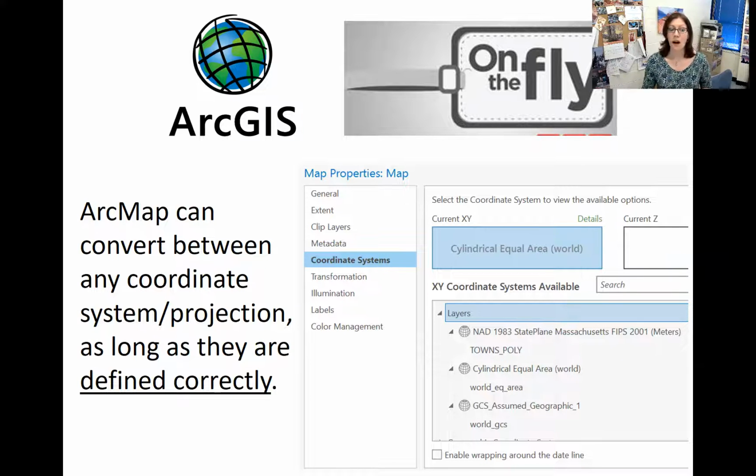So that's something called on the fly projection, which means that GIS knows how to relate all of these different coordinate systems and get everything into the right place where it should be.